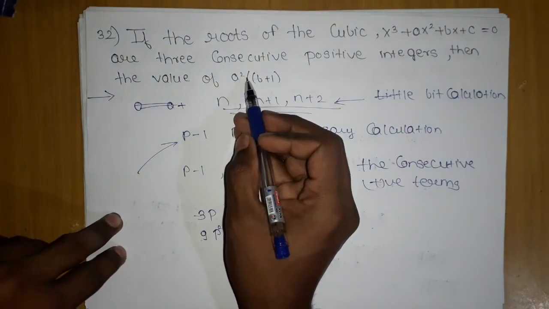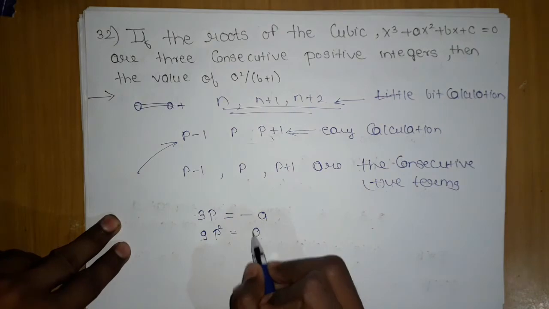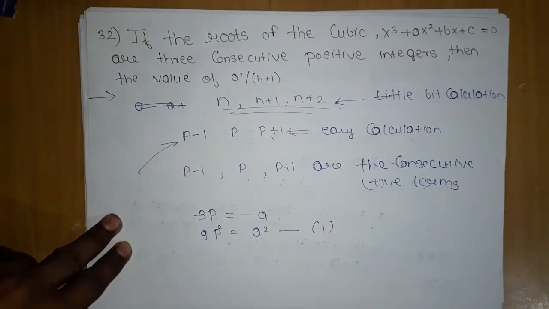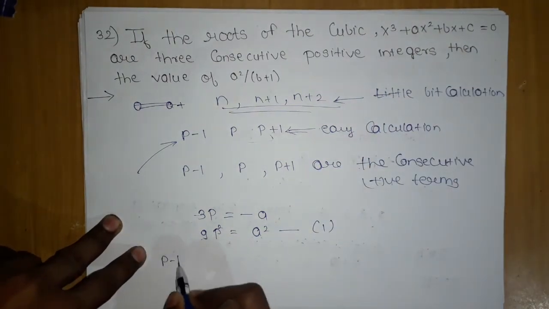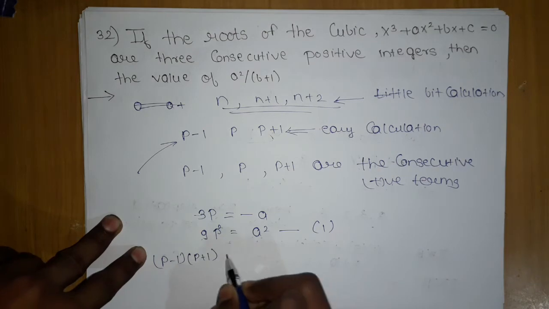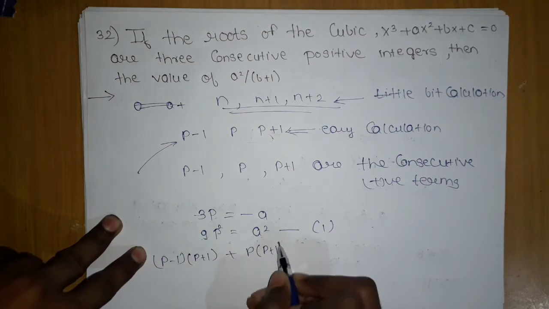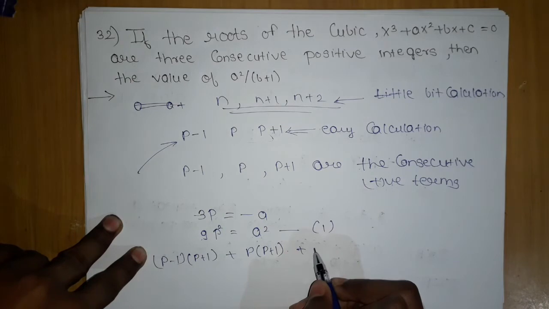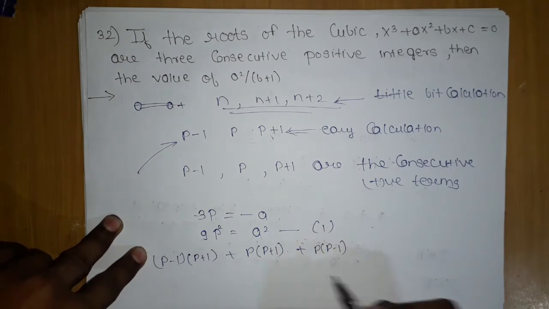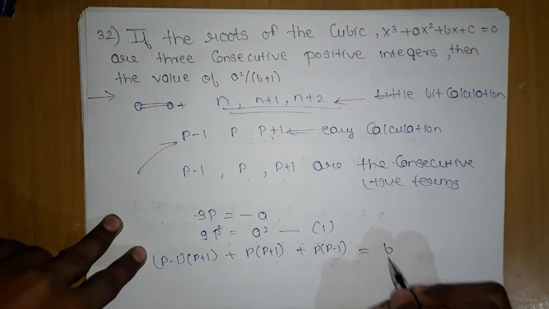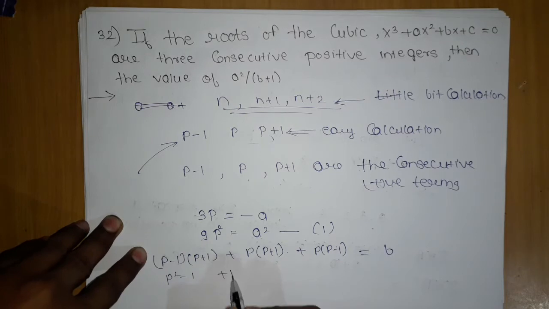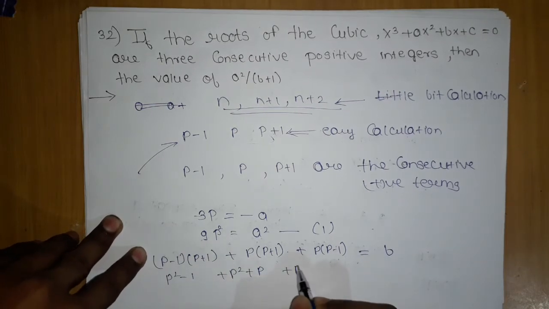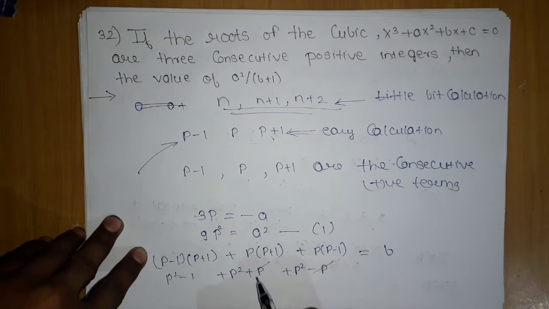Because we want a square upon b plus 1 value, so a square. Okay, we got this one thing. Now let's try to apply this. If I apply this, p minus 1 into p plus 1, plus p into p plus 1, again p into p minus 1, should be equal to what? B. So here p square minus 1, p square plus p square minus p, this cancels out, 3p square should be equals to what?